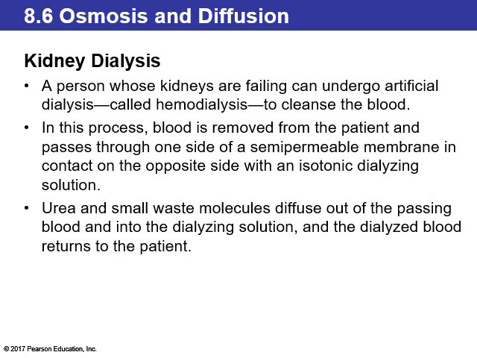So in this process, we take our blood, remove it from the patient, and pass it through one side of a semi-permeable membrane. On the opposite side of that is an isotonic dialyzing solution. So things like urea and other small waste molecules are going to diffuse out of the blood while they're passing through that isotonic dialyzing solution, and then the dialyzed purified blood is going to return back to the patient. Again, this is done in patients that have failing kidneys, where their kidneys are not able to undergo this dialysis properly on their own.